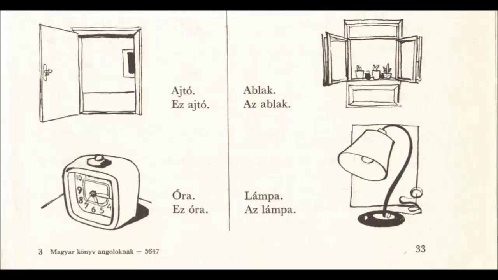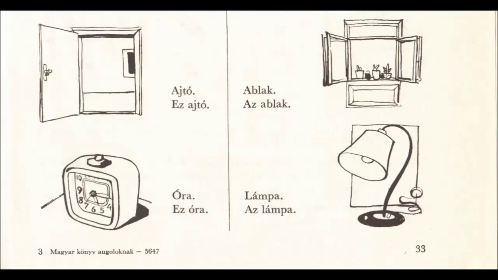If you would ask someone what time is it, you would say, hány óra. What's the clock? Óra. In Spanish, they say, qué hora es? What time is it? So it's quite similar to Spanish. Óra. And you have the lamp. Lámpa. Mi ez, what is that? Az lámpa. It's a lamp. That is a lamp. Ez óra. Lámpa.